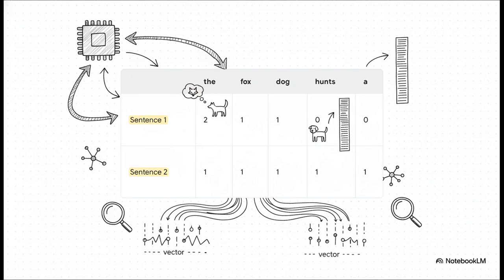And this table here, this is what it actually looks like in practice. We're turning language into a list of numbers, what's called a vector. The computer doesn't see the word fox, it just sees a 1 in a specific column. This simple transformation is what lets us start doing math on regular text.